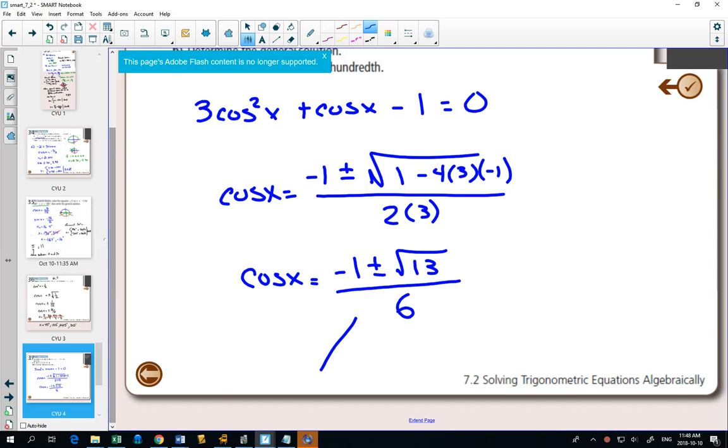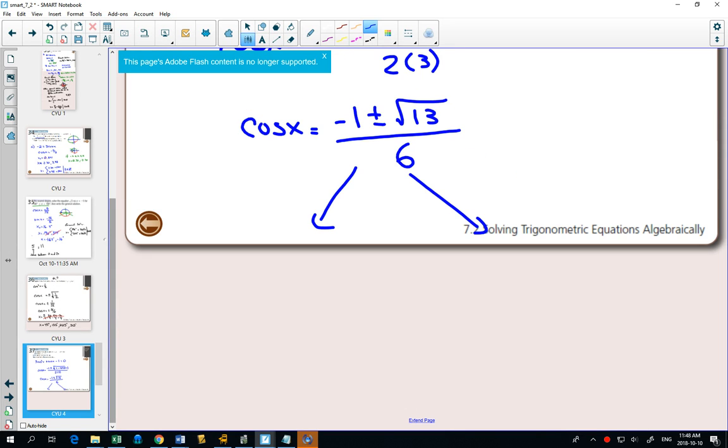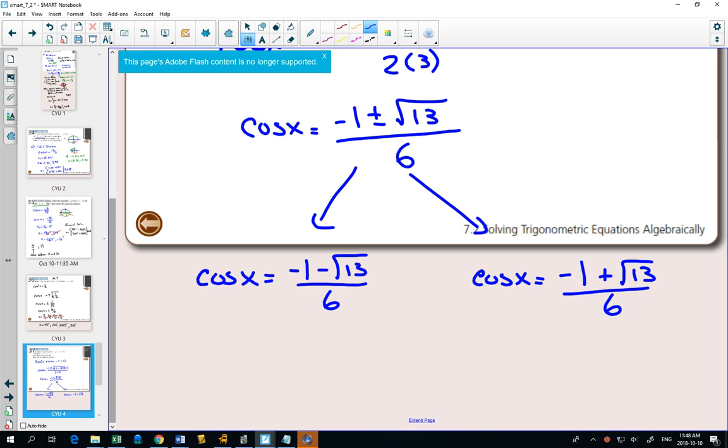From here, we would have two possibilities. We either have cos x equals negative 1 minus the square root of 13 over 6, or cos x equals negative 1 plus the square root of 13 over 6. This might be a good one to actually estimate these with a decimal.